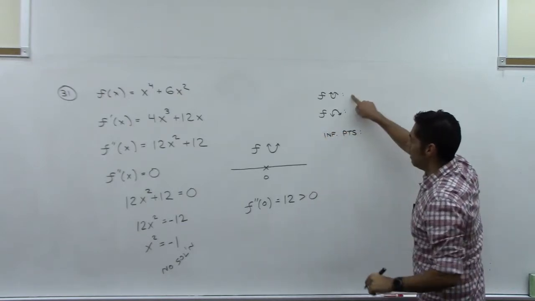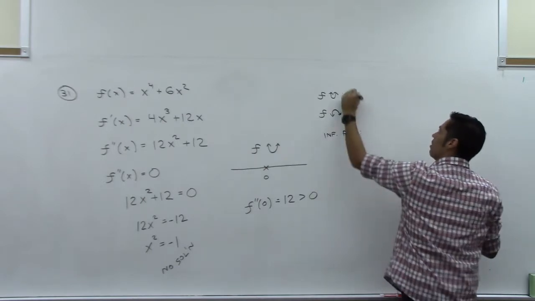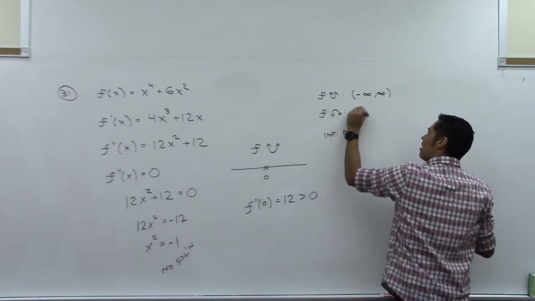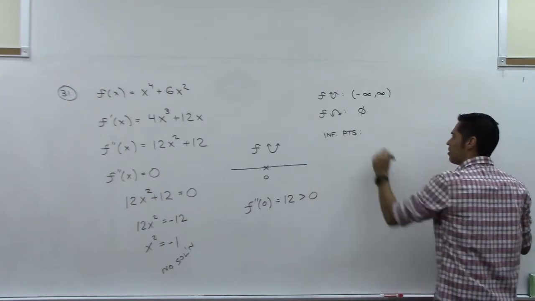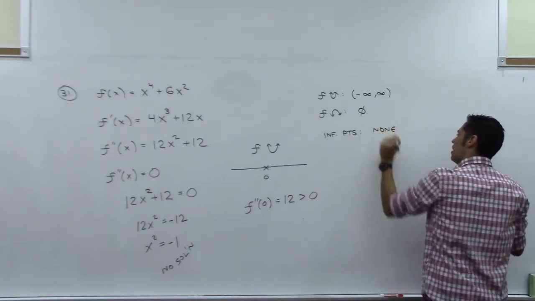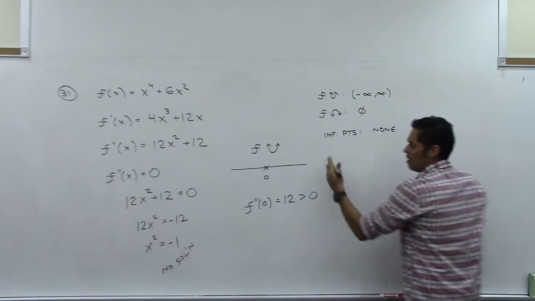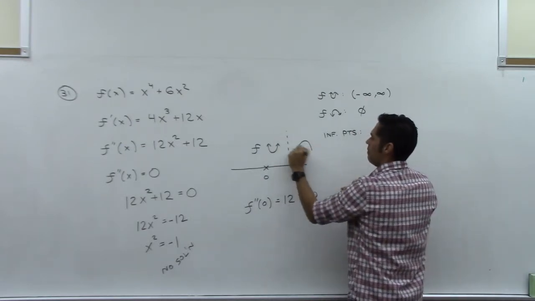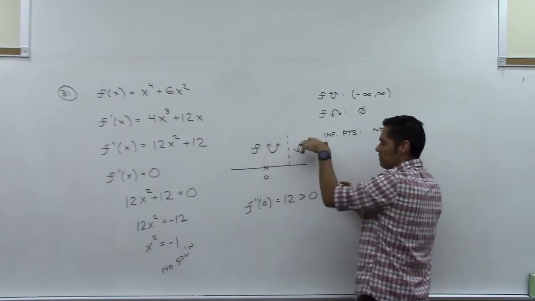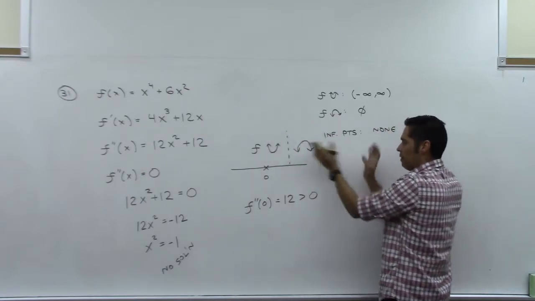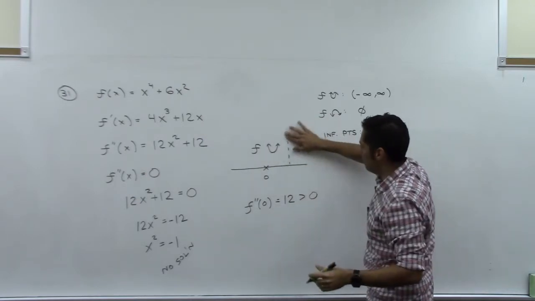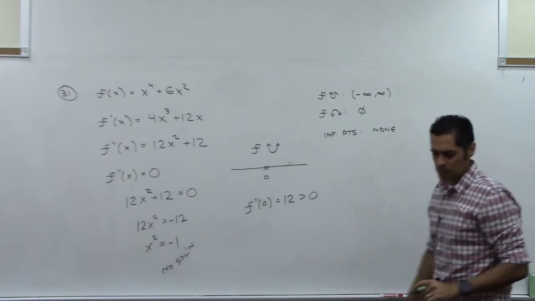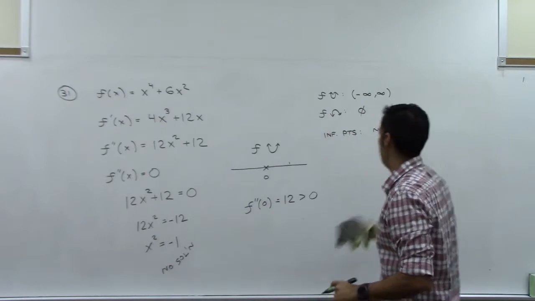So where's it concave up? Well, everywhere. So it's always concave up. Where's it concave down? Never. And inflection points, I don't have any. Because in order to have an inflection point, we would have to have like a table here. And it would have to go from like concave up to concave down, or from concave down to concave up. We need it to switch. And since we didn't have any switching of concavity, we know that we have no inflection points. All right, that's it for that.